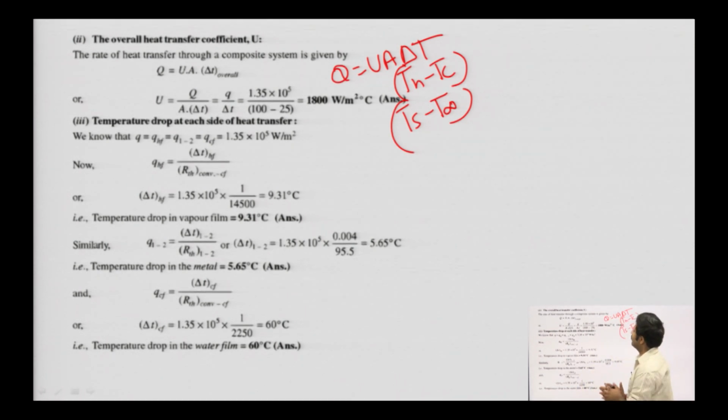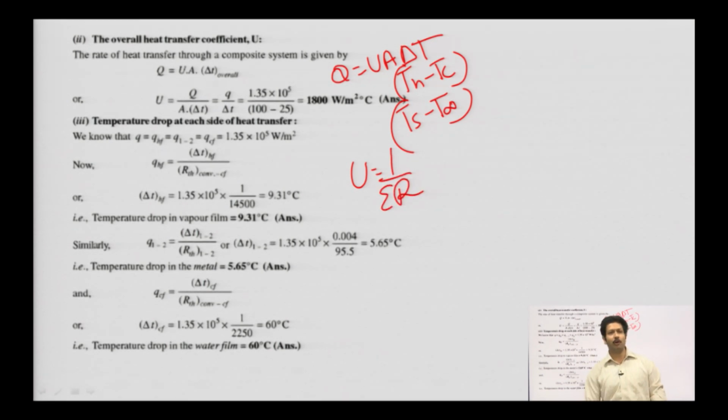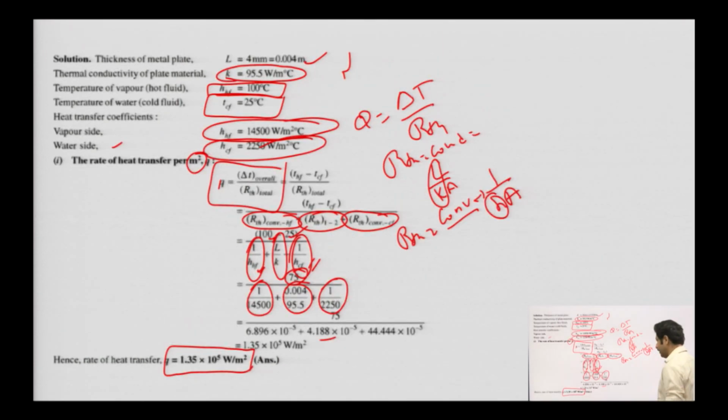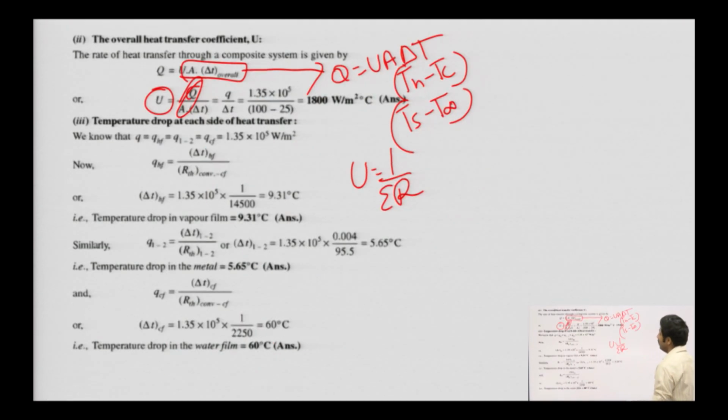Now the overall heat transfer coefficient. From what I taught you in my theory lectures, I already told you that U equals 1 by the summation of all the resistances. It's the reciprocal of the summation of all the resistances. So the overall heat transfer coefficient will be from Q equals UA delta T, as I have already told you here. So you already have Q by A, from the previous step, in watts per meter square. Just put it here.